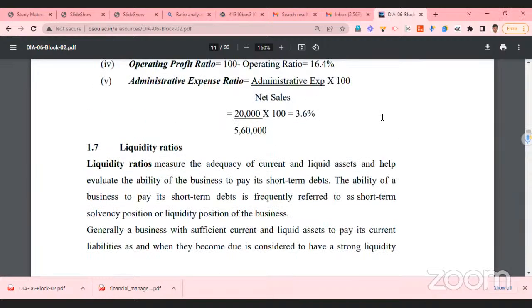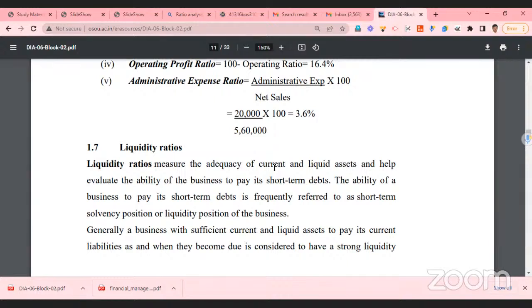After these operating ratios, we'll move to liquidity ratios, also called short-term solvency ratios. They measure the company's liquidity position. They measure the adequacy of current assets and liquid assets, to evaluate the ability to pay short-term debts.